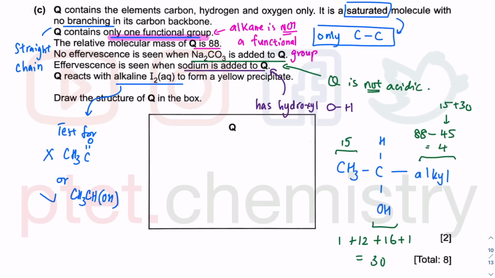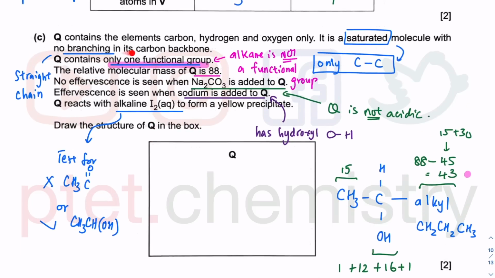I get 43. So this 43, if you know your mass spec, you will know that these are normal alkyl group, which is going to be CH2, CH2. I think there's 14 plus 14 plus 15. Yep, I was right. So that is just your propyl group. And how do I know that there is no branching? Because there is no branching in the carbon backbone according to the syllabus there.